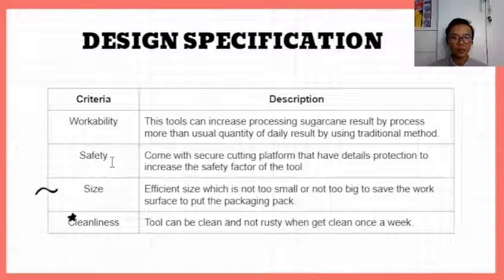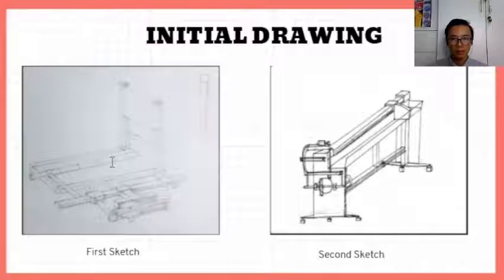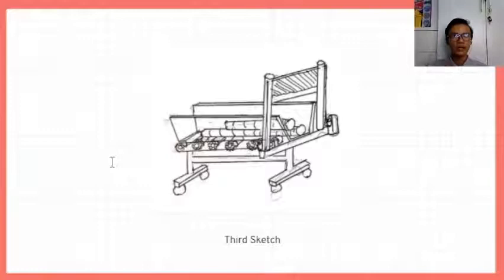Next, we go through some of the initial design sketches. We can see the first sketch, second sketch, and then the third sketch. In these old sketches, we use a lot of rolling methods, moving the sugarcane towards the cutting blade. We find out that this mechanism uses a lot of intricate parts, and it will consume a lot of money.